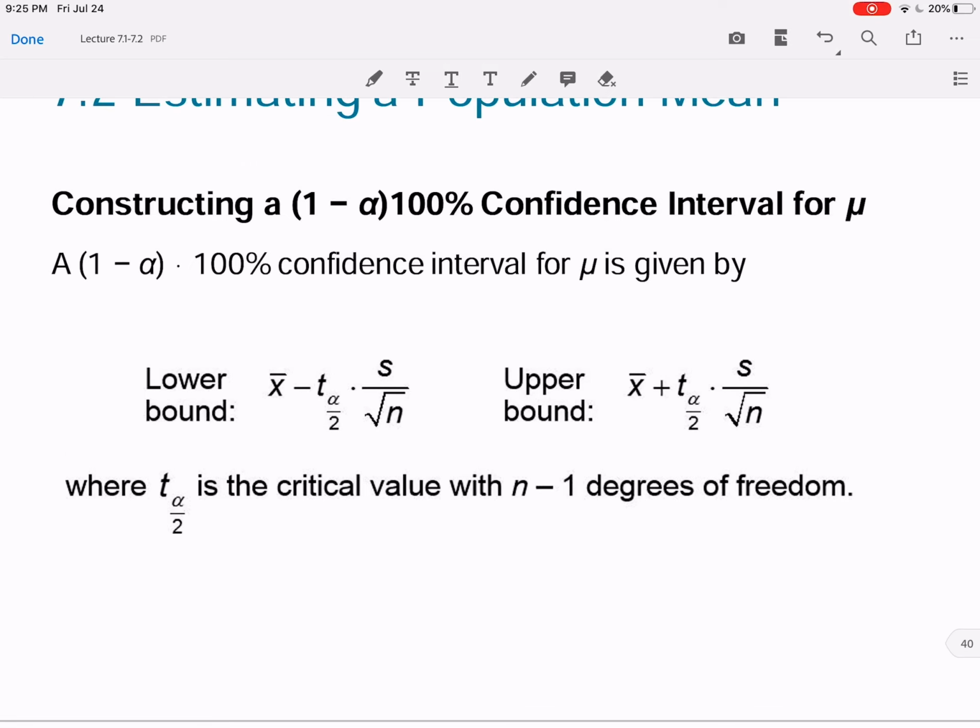A 1 minus alpha 100% confidence interval for mu, in this case n is less than or equal to 40, is given by: lower bound x bar minus t sub half alpha times the sample standard deviation over square root of n. Upper bound would be x bar plus t sub half alpha times the sample standard deviation divided by square root of n. Here t sub half alpha is a critical value with n minus 1 degrees of freedom, and of course you can always get the t value from the t table.